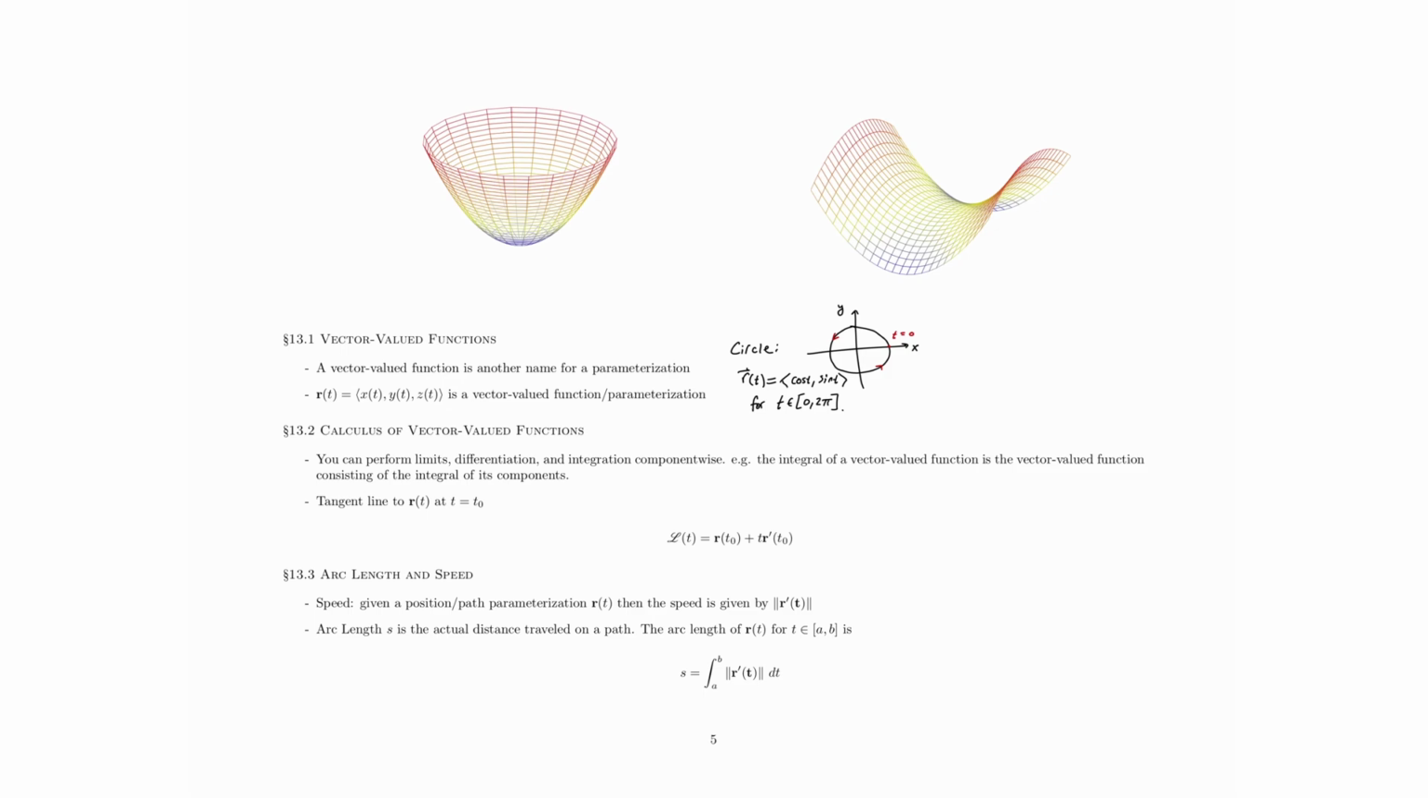So whether we're doing a surface parameterization or we are doing a path parameterization. In section 13.1, these were all one-dimensional parameterizations because there's one input, and this is spitting out a vector. So this is going to trace some sort of path, a one-dimensional path, because we have one variable.